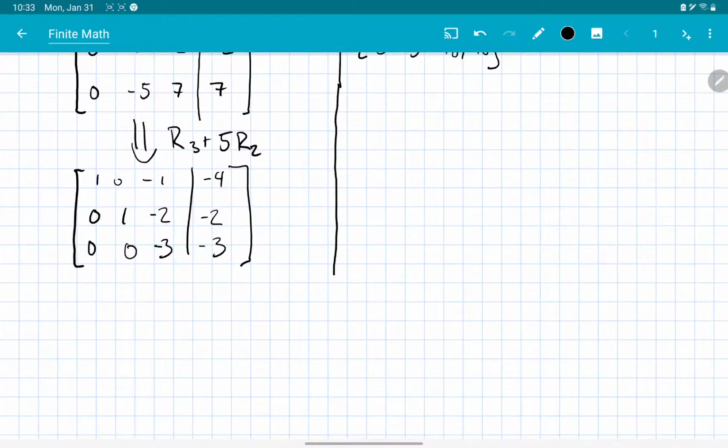I'm almost there. So the first thing I want to do now is get a 1 in that place there. So I'm going to take row 3 and multiply it by -1/3. So -1/3 times row 3. Or you can think about it as row 3 divided by -3.